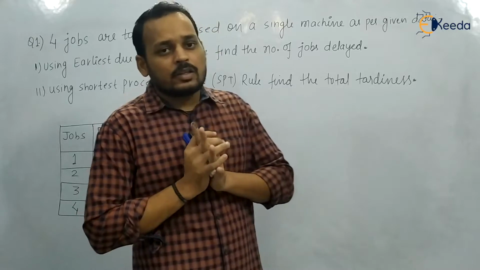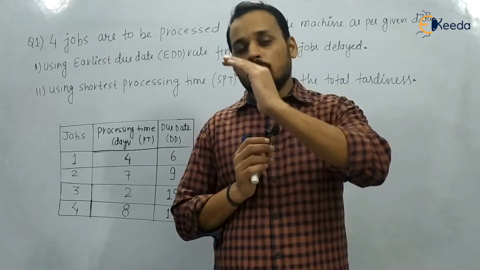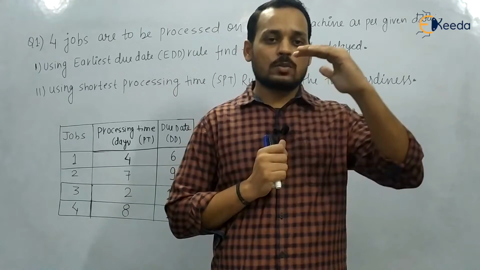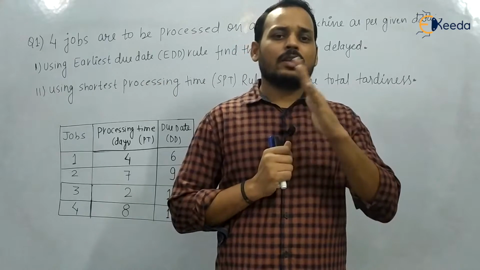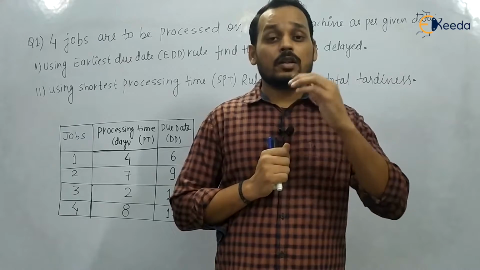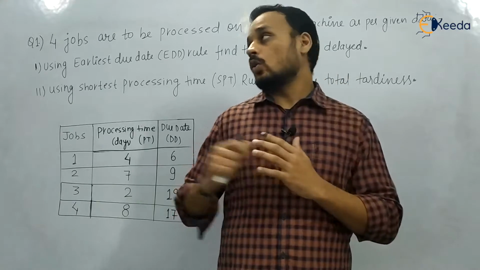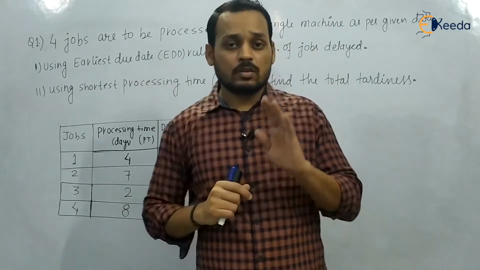So basically the questions are asked on a single machine or on more than one machine. The question may be from a single machine, two machine, three machine, or more than three machines. Generally the questions come on the shortest processing time rule and the earliest due date rule. This is question number one, and this is a previous year GATE 4 marks question.